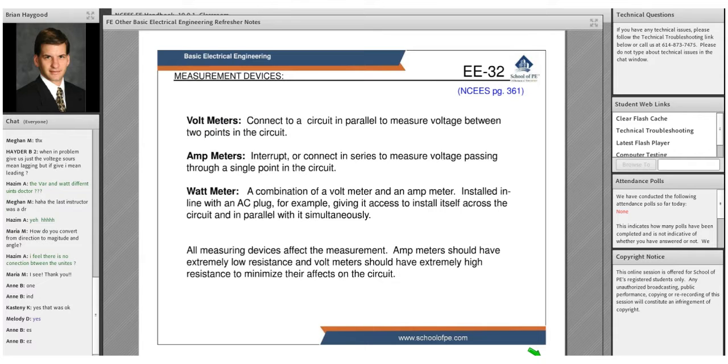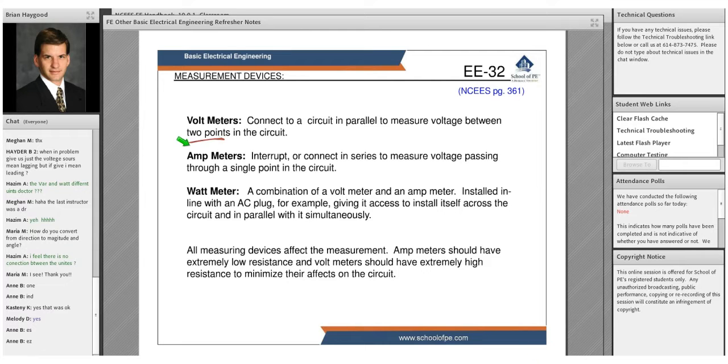We're told in your exam specification to talk about measurement devices. So we'll mention that a voltmeter connects to a circuit in parallel to measure voltage between two different points in the circuit. So any circuit you draw, if you want to know the voltage change between here and there, you connect to those two different points.